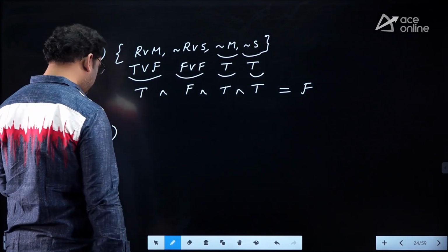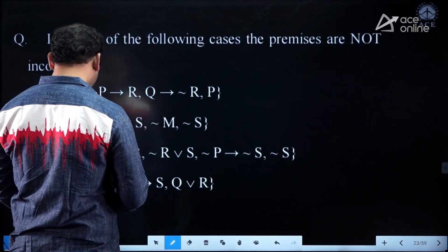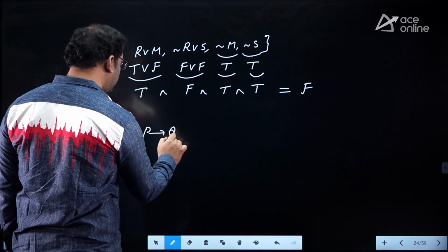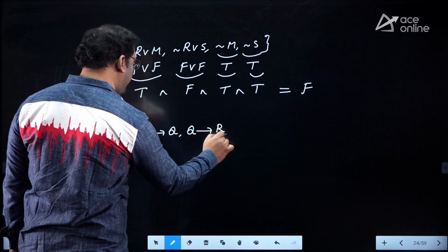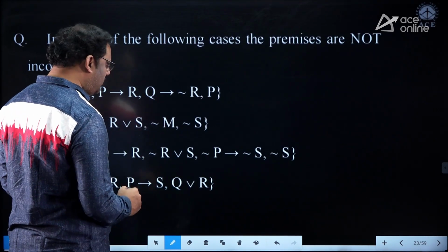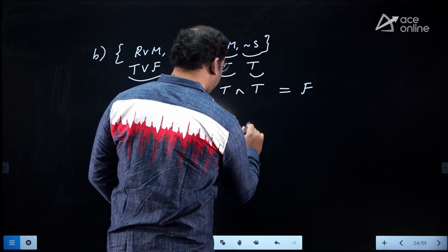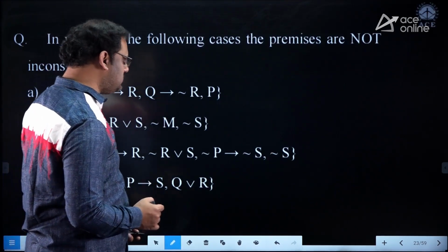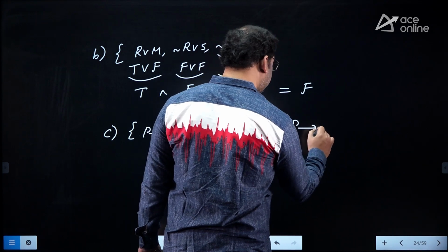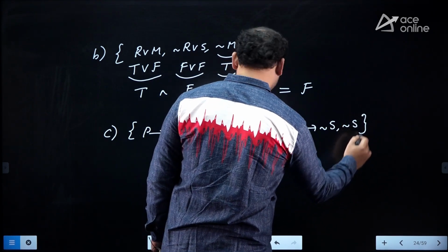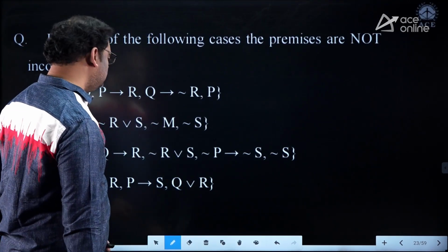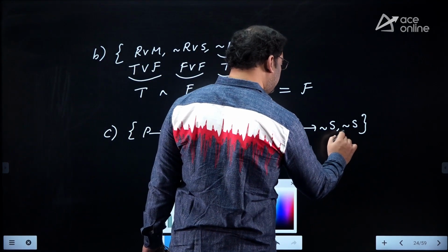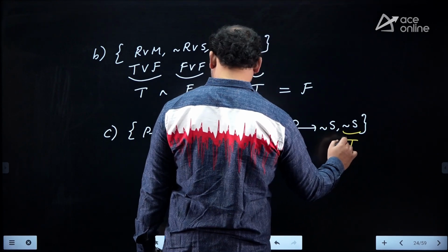And coming to option C: P implies Q, Q implies R, not R or S, not P implies not S, and also not S we have. Now let us take the atomic premises. P is true. Here also not S.